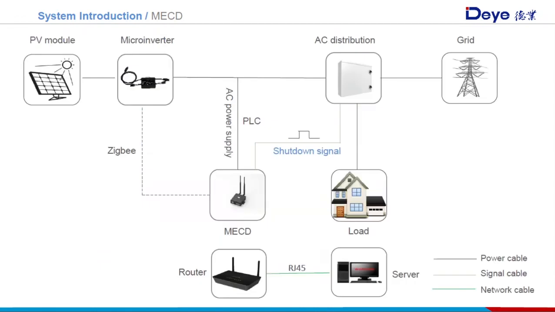This is the MECD application diagram. When there is a signal coming to the Deye input from the distribution box, the MECD will give a command to the connected microinverter and turn it off quickly. This application is very suitable for the American and UK solar rooftop market for its quick shutdown feature.